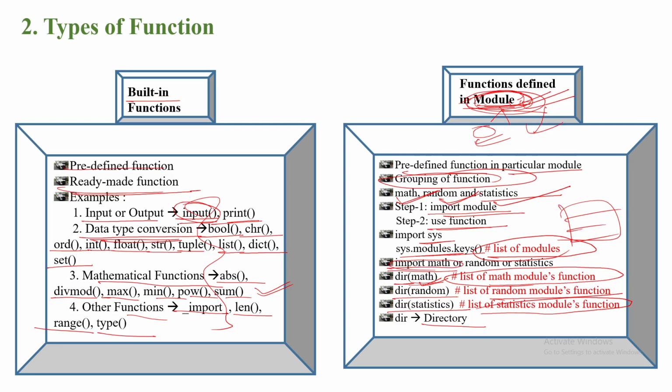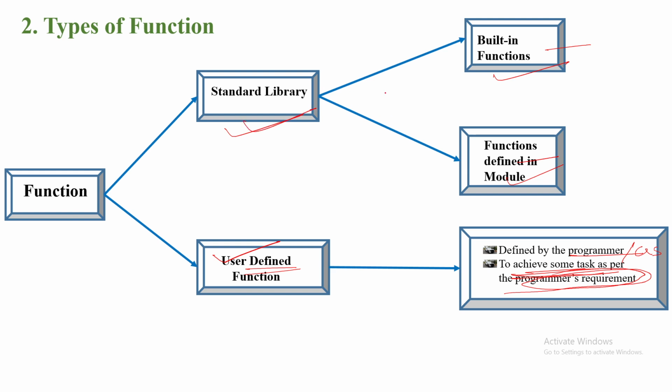So these are the types of functions. How many types does function have? Two types. One is user defined and the second one is standard library. Inside the standard library, two kinds of functions are there: built-in functions and functions defined in module. The user cannot create both of these, right? Which ones? Built-in functions and functions defined in module. The user can create only user defined functions. For which purpose? To achieve some task. Which type of task? The programmer's requirement, or according to the user's requirement, right?